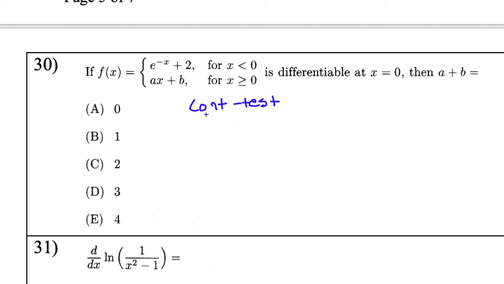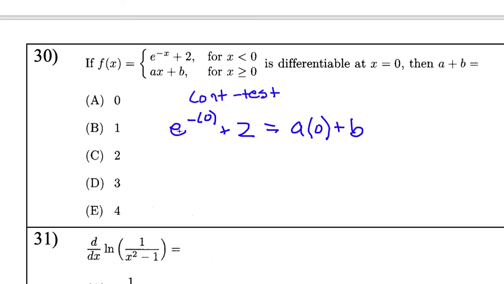So the continuity test states that I set the left equal to the right, and I plug in my suspect point. So e to the negative 0, plus 2 is equal to a times 0 plus b. And then I'm going to start solving. Anything to the power of 0 is, you all will shout out, 1, yes. So there's going to be 1 plus 2, 3 on the left-hand side, b on the right-hand side. We've solved for b.